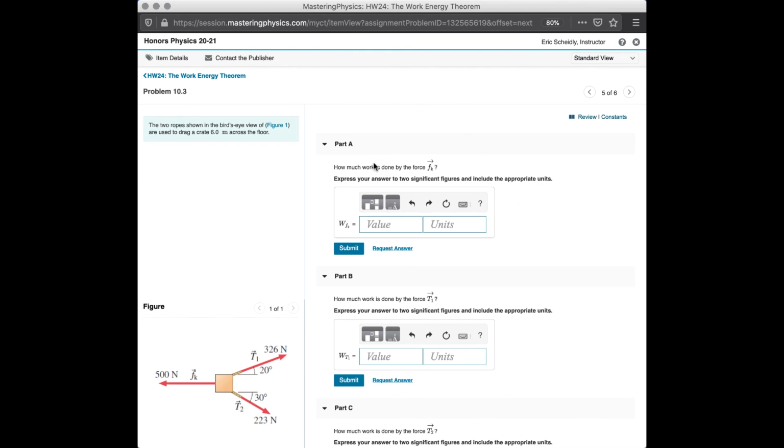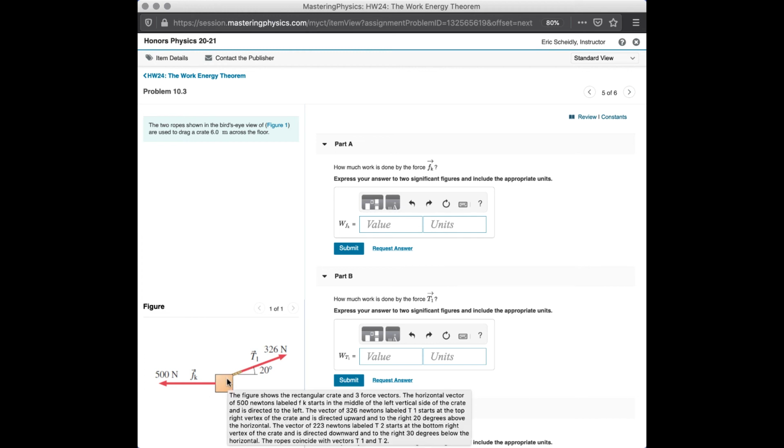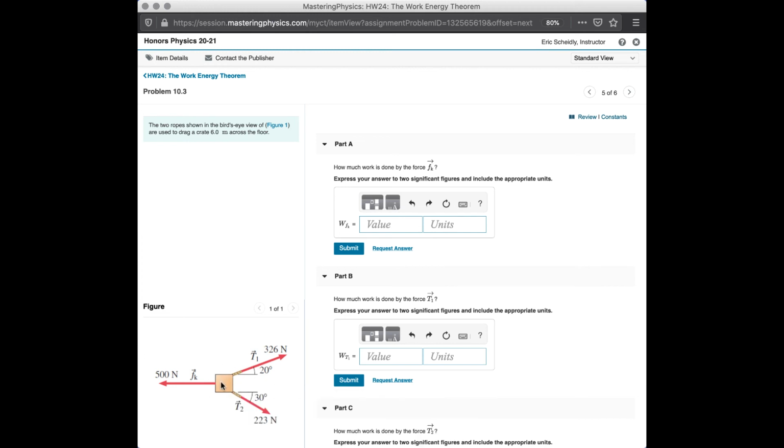Question 5. Two ropes, bird's eye view right here. So I'm looking at this from above. I'm pulling this thing to the right, and there's some friction force that opposes that. The two ropes shown in bird's eye view of figure 1 are used to drag the crate 6 meters across the floor. How much work is done by the kinetic friction force?